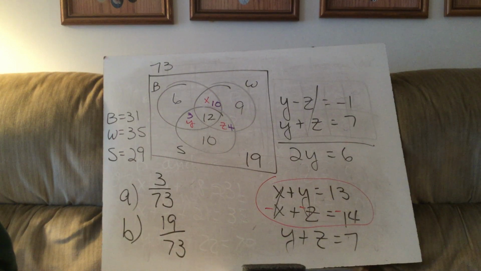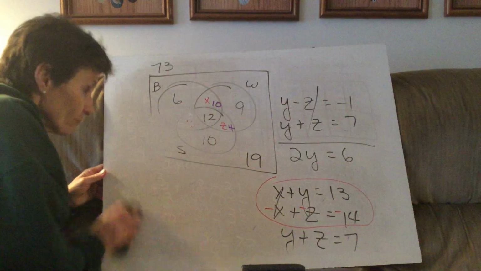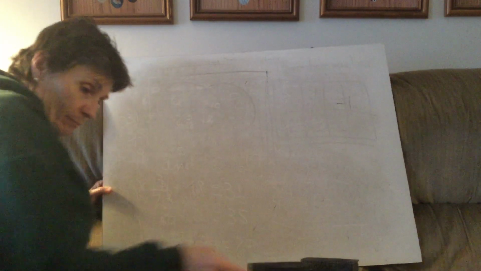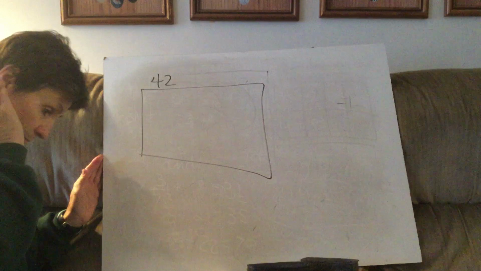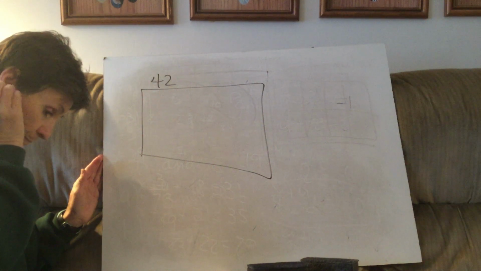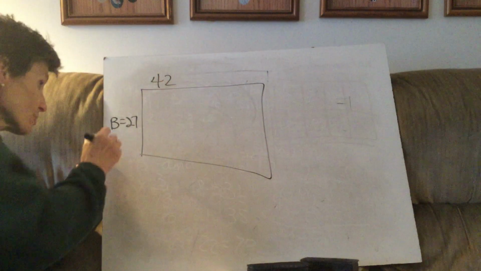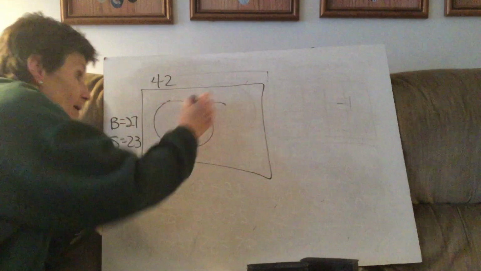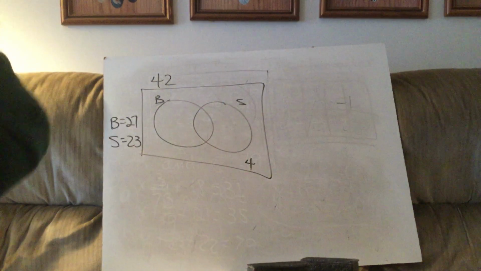Okay, one more. All right. Oh, now we're in the weight room. Okay, so we got 42 kids in the weight room. 4 of them are injured. 27 are bench pressing. 23 are squatting. And then, okay, so we got kids benching and squatting, and we got 4 of them out here not doing either one because they are injured.